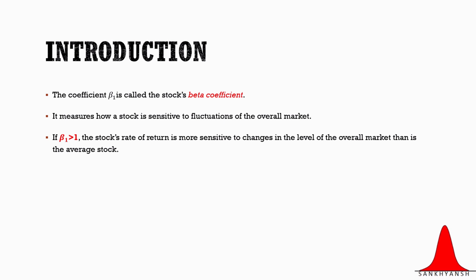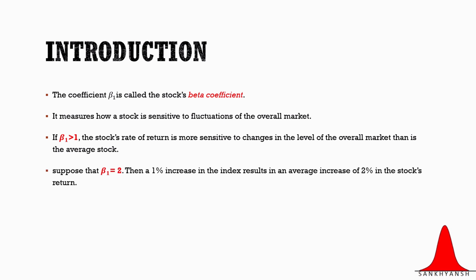So if beta 1 is greater than 1, the stock's rate of return is more sensitive to the changes in the level of the overall market than is the average stock. For example, suppose that beta 1 is equal to 2, then a 1% increase in the index results in an average increase of 2% in the stock's return. Or in other words, if the index would go down by 1%, on average, the stock's return would go down by 2%.